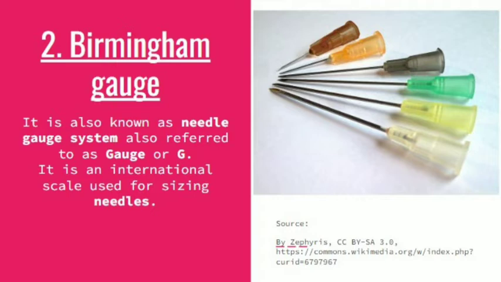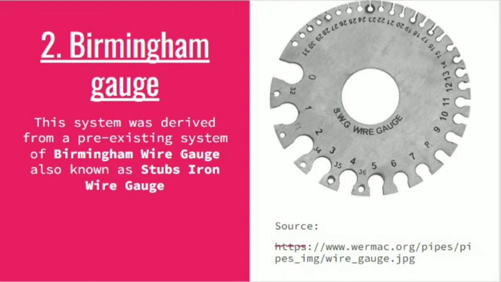The second one is the Birmingham gauge, also known as Stubbs iron wire gauge. It is also known as needle gauge system. We can simply refer to it as gauge or simply G or GA. It is an international scale used for sizing needles. This system was derived from a pre-existing, very old system, Birmingham wire gauge, also known as Stubbs iron wire gauge system. You can see in the figure, this was the scale that was used in measuring wires.